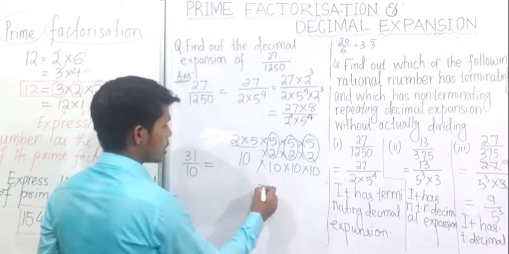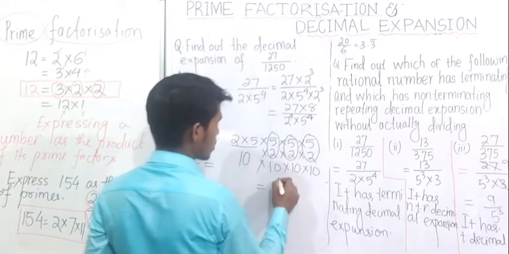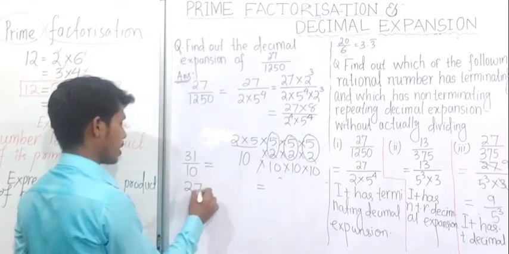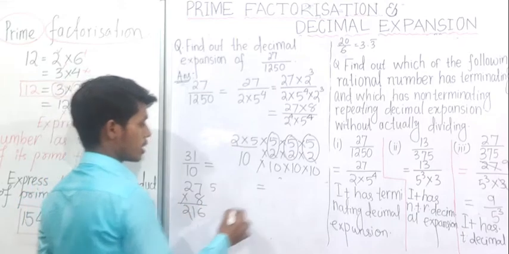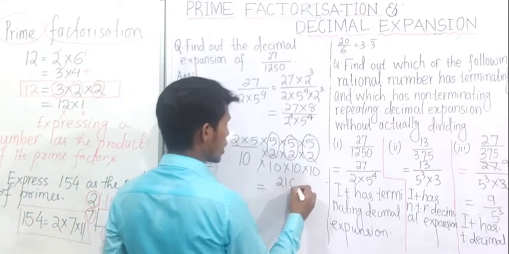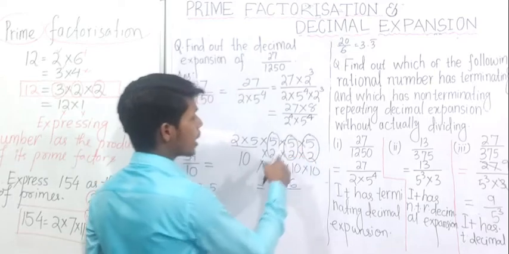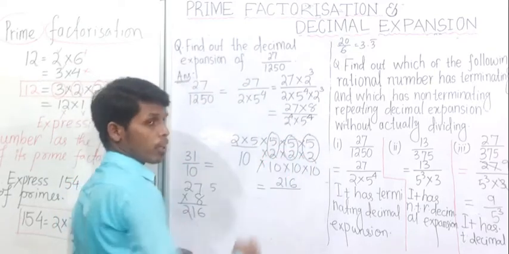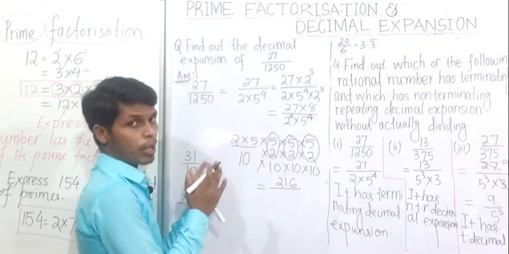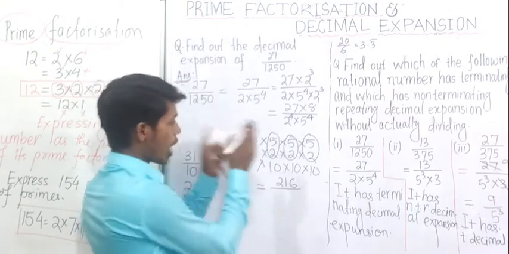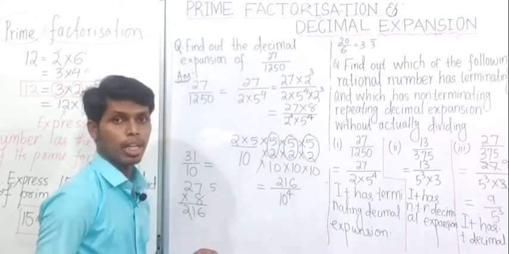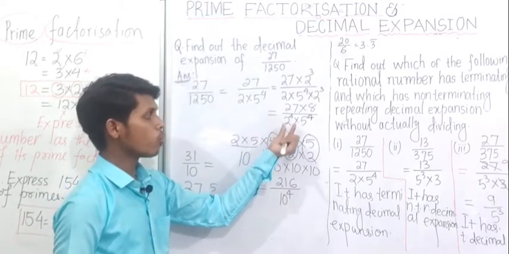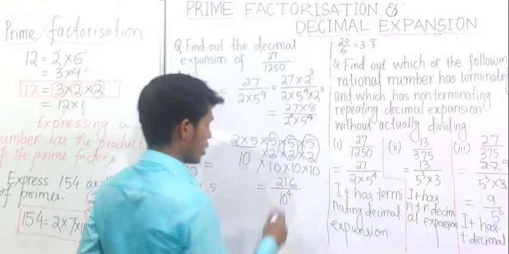So now this becomes 27 into 8. Let's multiply it. 27 multiplied by 8: 8 7s are 56, 8 2s are 16, plus 5 is 21, so 216. Okay, the numerator becomes 216 and the denominator is 2 to the 4th and 5 to the 4th power multiplied together. So each 2 and 5 pair will give you 10. So now you will get 10 to the 4th power, or 4 tens multiplied together to give you 2 to the 4th times 5 to the 4th power.